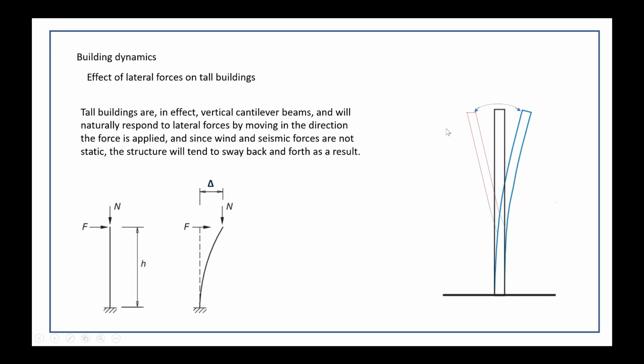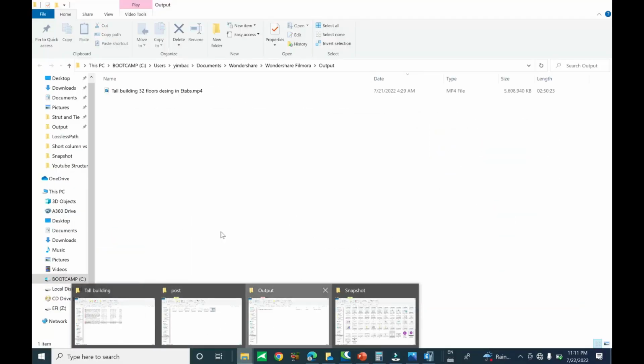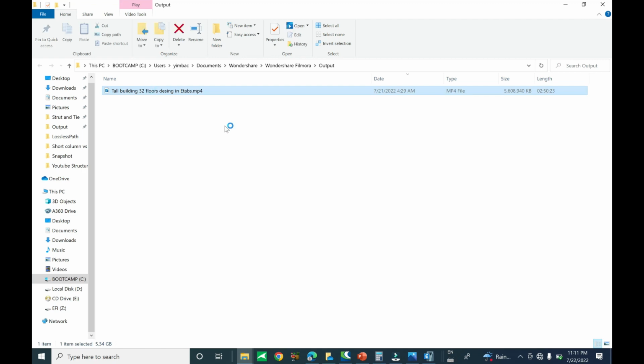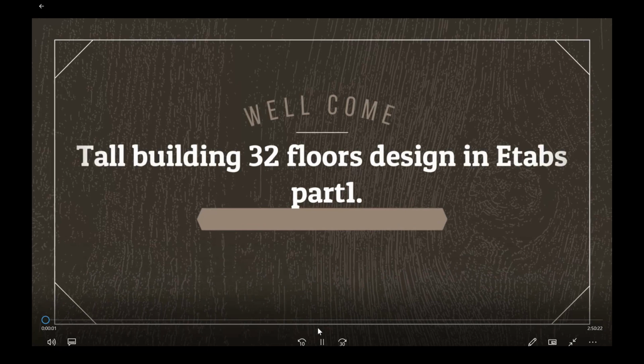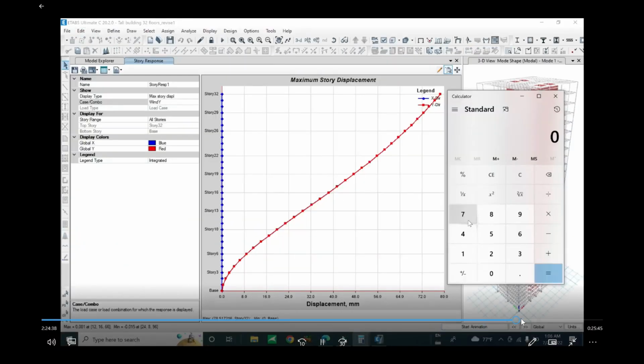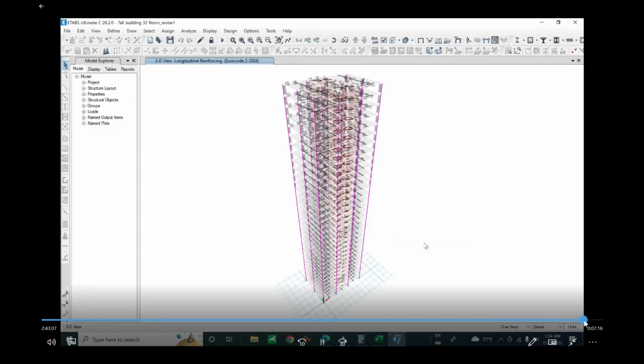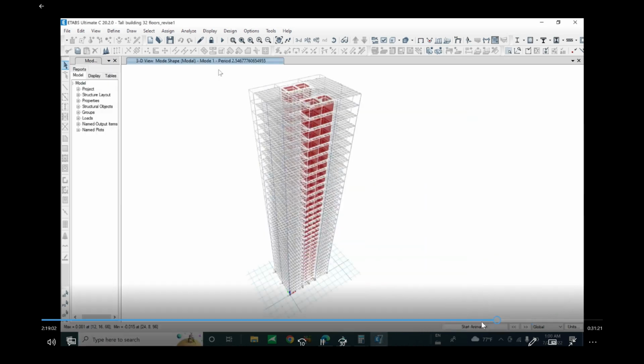It sways back and forth as a result of the deflection due to the horizontal load. Now let's check. We open the existing model.